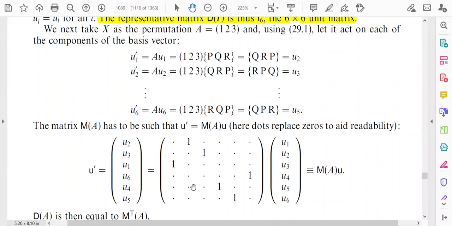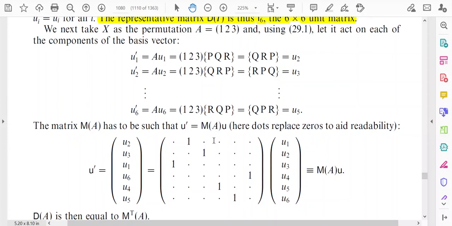So u prime is equal to MA. MA will be the matrix that we obtain from this relation, and u means this component vector starting from u1, then u2, u3, u4, u5, then u6. So this is u. So u prime is equal to MA, this particular matrix, into u.